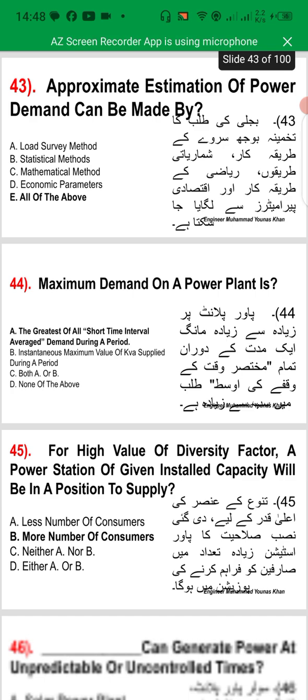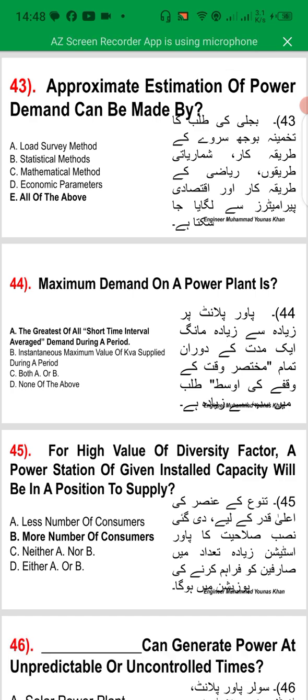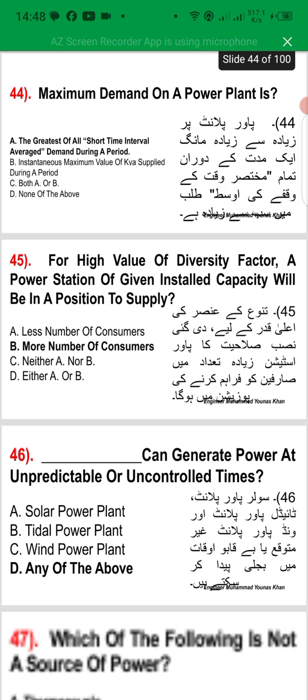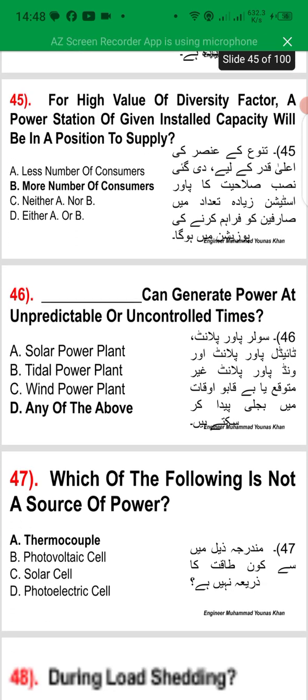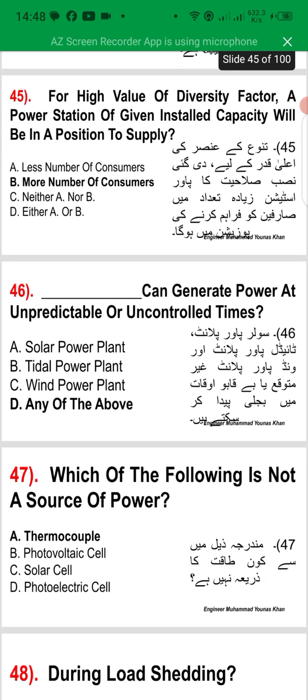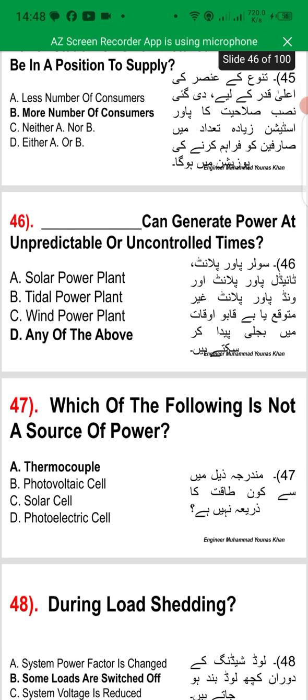Approximate estimation of demand can be made by log survey method, statistical methods, mathematical methods, economic parameters. Maximum demand on a power plant is the greatest of all short time interval average demands during a period. For a high value of diversity factor, a power station of given installed capacity will be in a position to supply more number of consumers.